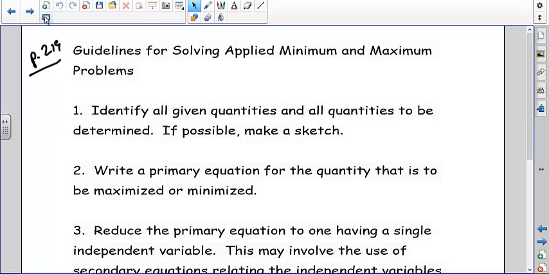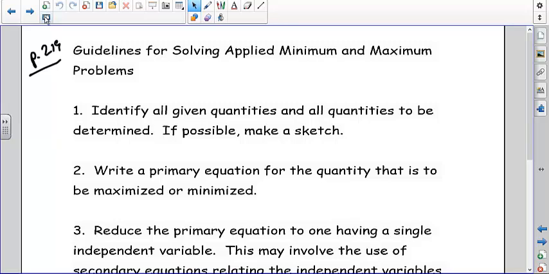So the first thing is you identify all given quantities and quantities to be determined. It sounds like a physics problem. In some ways it is. It's a word problem. And if possible, make a sketch. Sometimes drawing a picture is very helpful.